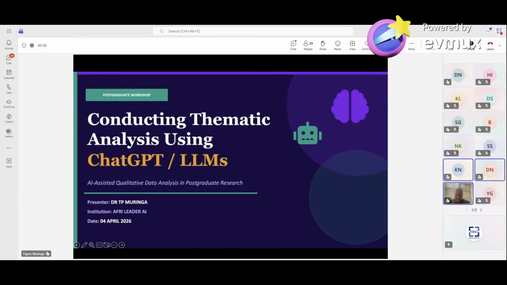But as usual, I prefer using ChatGPT because ChatGPT normally has a free version that most of us have access to.